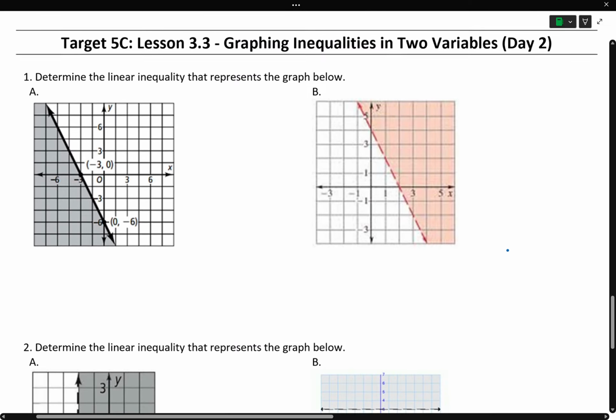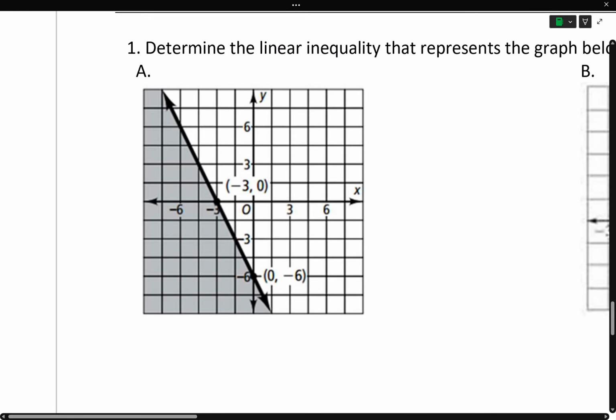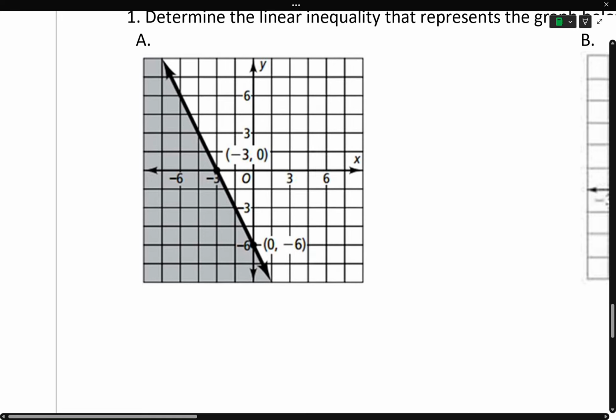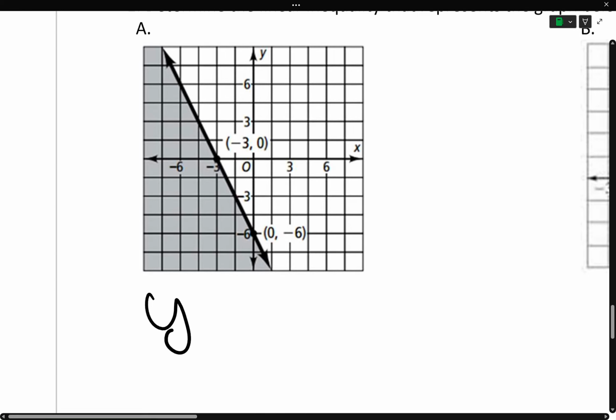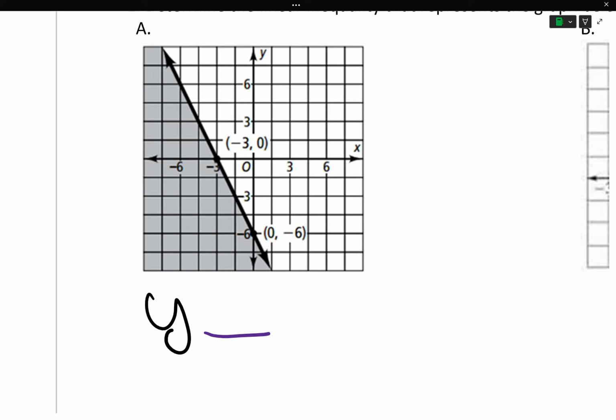All right, number 1, let's get started. This is a diagonal line, so it's going to start with a y. The line is solid, so I know my symbol's going to have a solid line underneath it. Now I need to see where I'm shading. Is it above or below? It looks like it's below, so I'm going to have a less than.